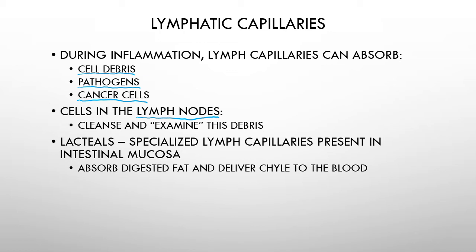So those are our general lymph nodes all throughout the body. We do have some specialized ones called lacteals. These lacteals are special capillaries that are found in the digestive tract, inside the intestinal mucosa. They're utilized to deliver fats, lipids, from the digestive tract into the bloodstream. Most lipids have to be transferred via lymphatics rather than going directly into the blood itself.